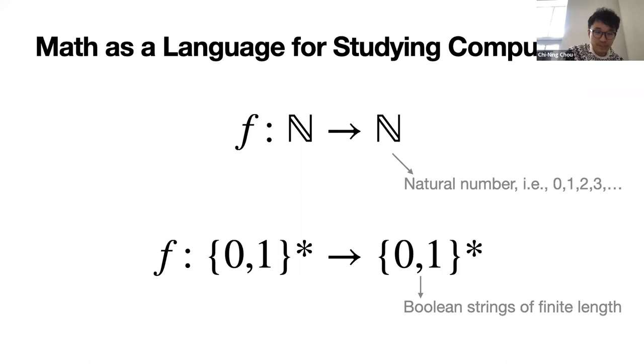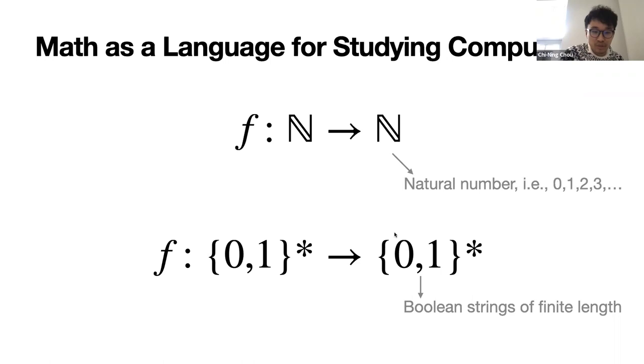And for computer science people, we are maybe more used to a function that maps Boolean strings, meaning strings of symbols composed of 0s and 1s, to Boolean strings.